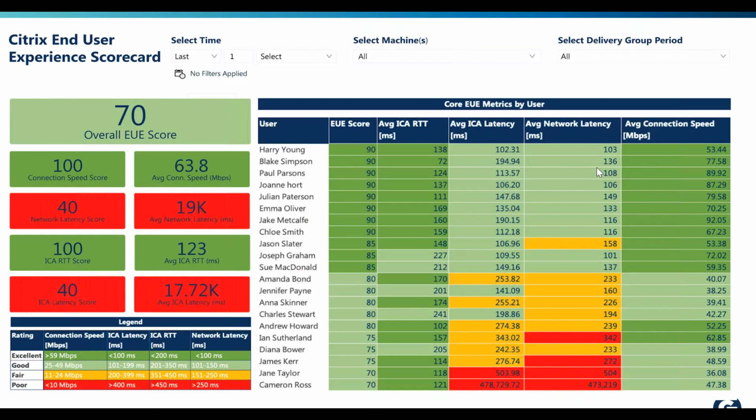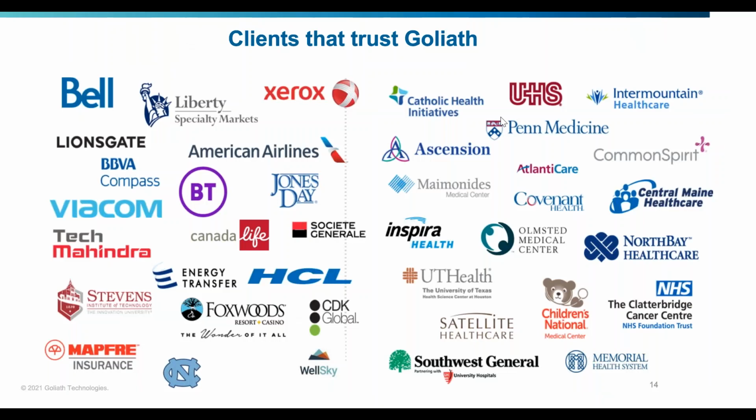And having this objective look at user experience and being able to help IT troubleshoot remote workers has really allowed us to extend ourselves not just to the enterprise and work with some of the largest Citrix environments within the country, but we also have the ease of use and price point to be able to scale to small and medium-sized businesses as well.